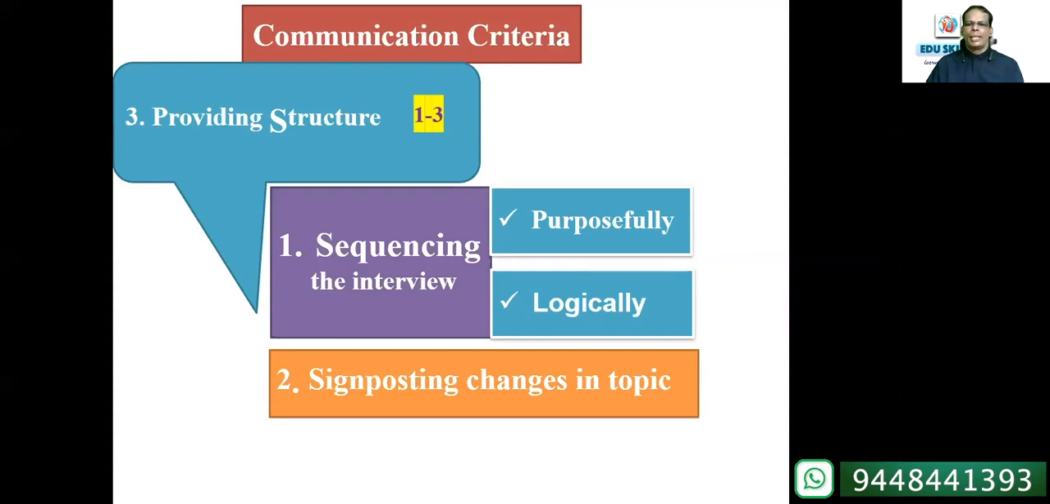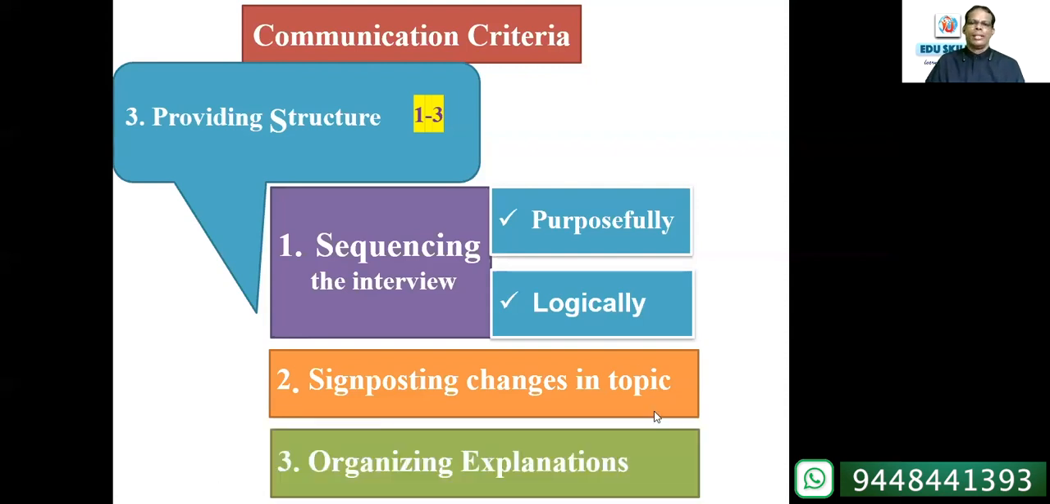So signposting changes in topic. That's what I said. Let's come to the next aspect, the next concern that you raised. First you address one concern, then you go to the next concern. So signpost it and tell them this is going to be the next aspect I am going to deal with. Let it be very clear to them. And the other one is organizing explanations. You should be able to organize your explanations one by one. And I'll clearly give you the structure in one of the slides that we will be dealing with immediately.